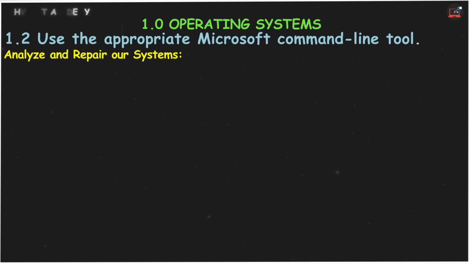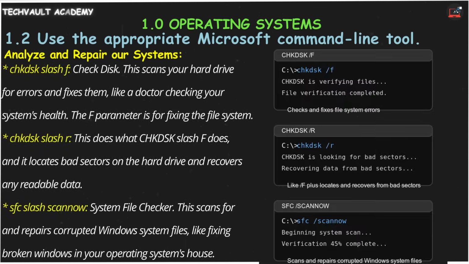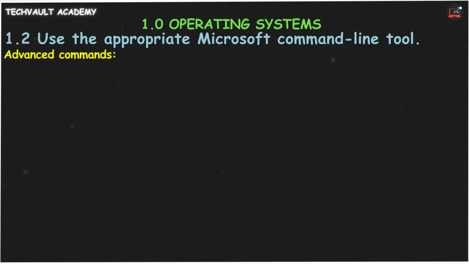Let's analyze and repair our system. chkdsk /f, check disk. This scans your hard drive for errors and fixes them, like a doctor checking your system's health. The F parameter is for fixing the file system. chkdsk /r does what chkdsk /f does, and it locates bad sectors on the hard drive and recovers any readable data. sfc /scannow, system file checker. This scans for and repairs corrupted Windows system files, like fixing broken windows in your operating system's house. Time for some advanced commands.